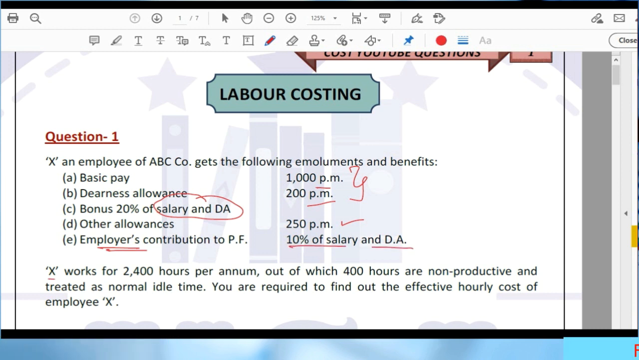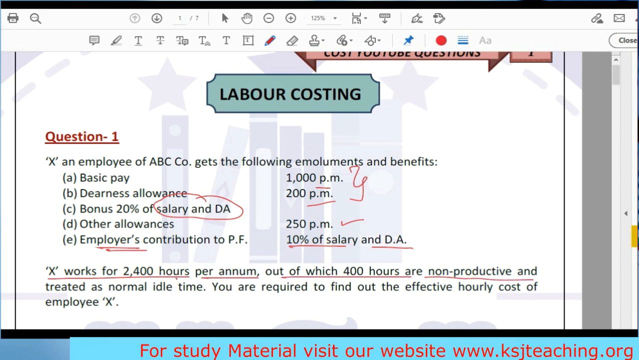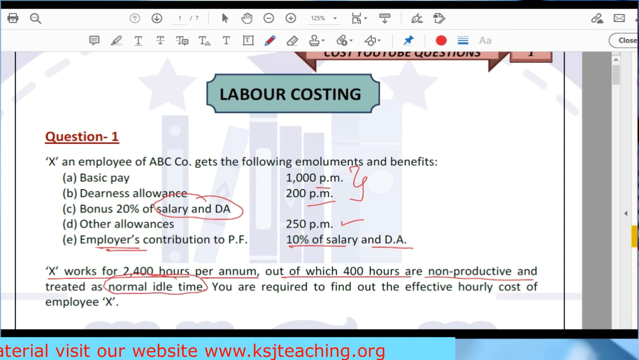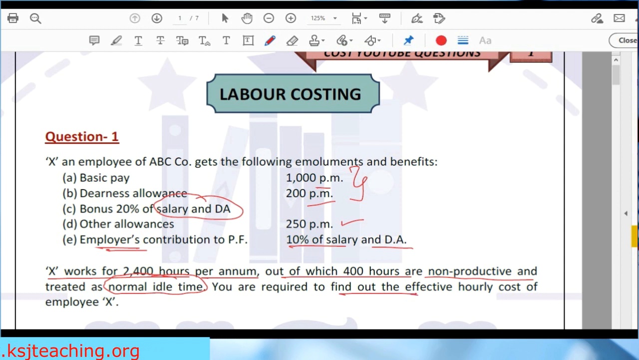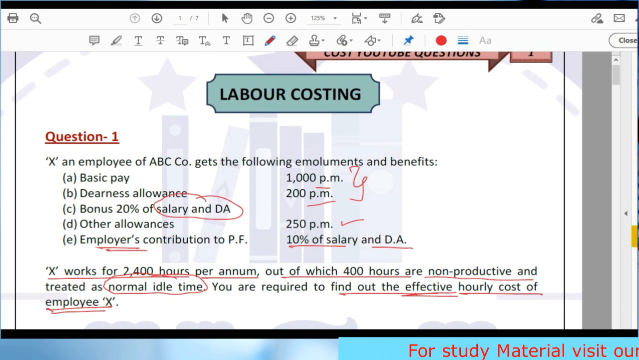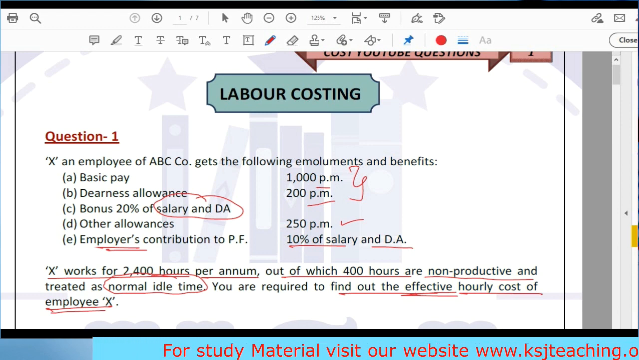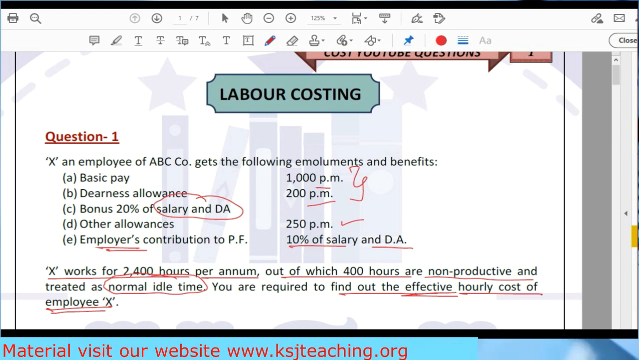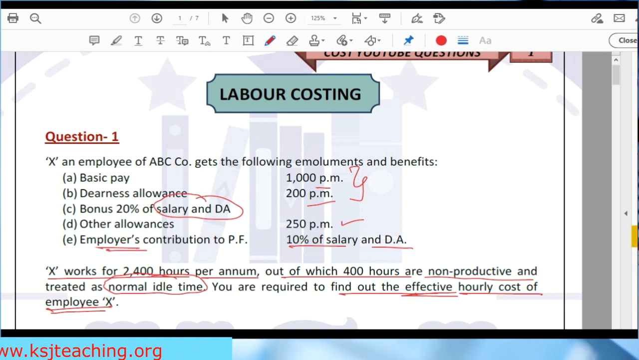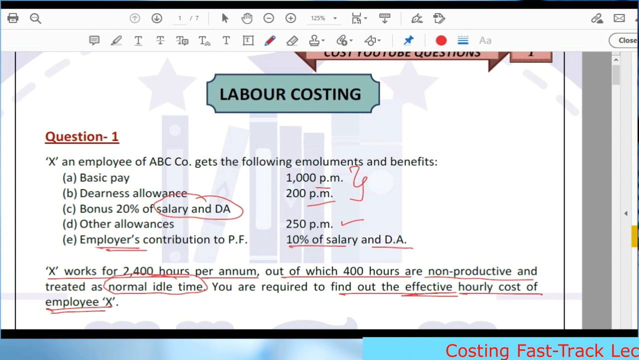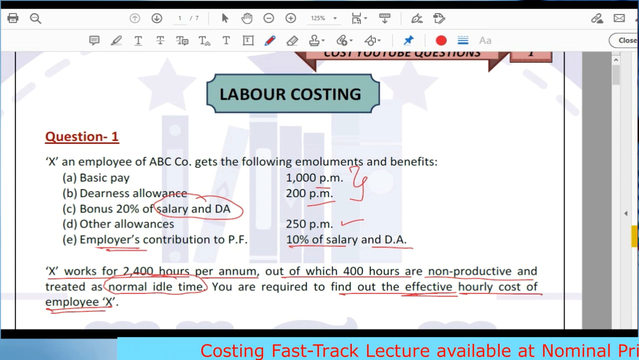Then he says X works for 2400 hours per annum, out of which 400 hours are non-productive and treated as normal idle time, right? You are required to find out the effective hourly cost of employee X. That means if he is working for 2400 hours, he is staying inside the factory premises for 2400 hours. But out of that, the actual productive time is 2000 hours. The rest of the 400 hours are non-productive, and these are normal idle time. That is the time he spends having food, tea, coffee, going to the washroom, and all those things.